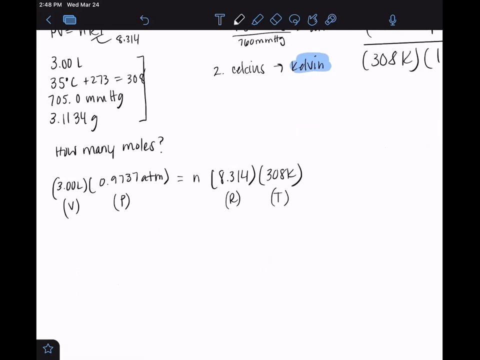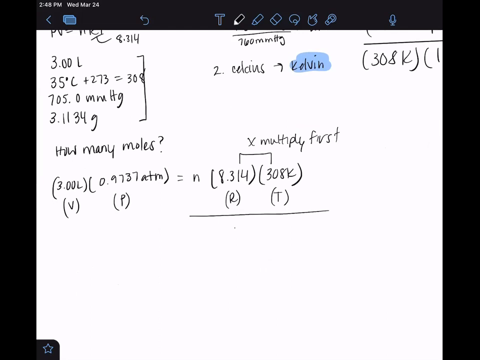Okay, so then here, I would multiply these first. Okay, you'll get a total. Then you can go ahead and divide by those. Multiply those first, then go ahead and divide. Okay, please, please, please always multiply first. Okay, it's easier, you won't have error, and it's just more efficient that way. Okay, so remember to convert.